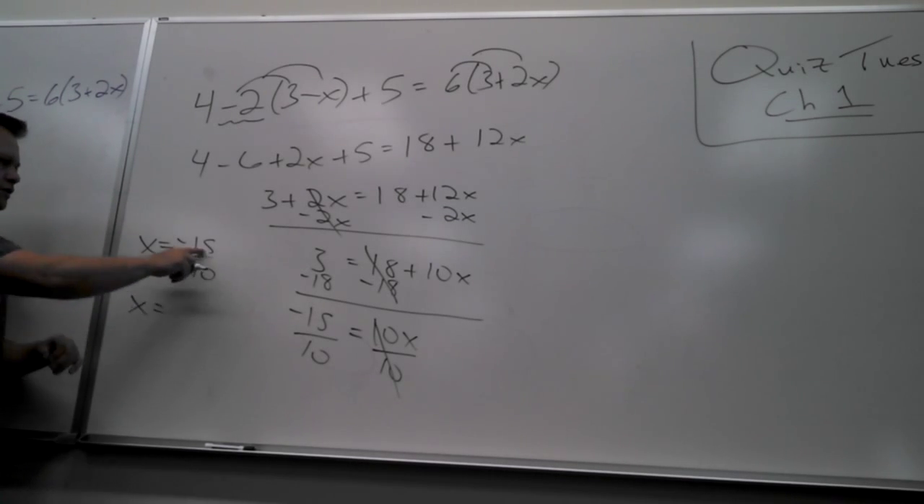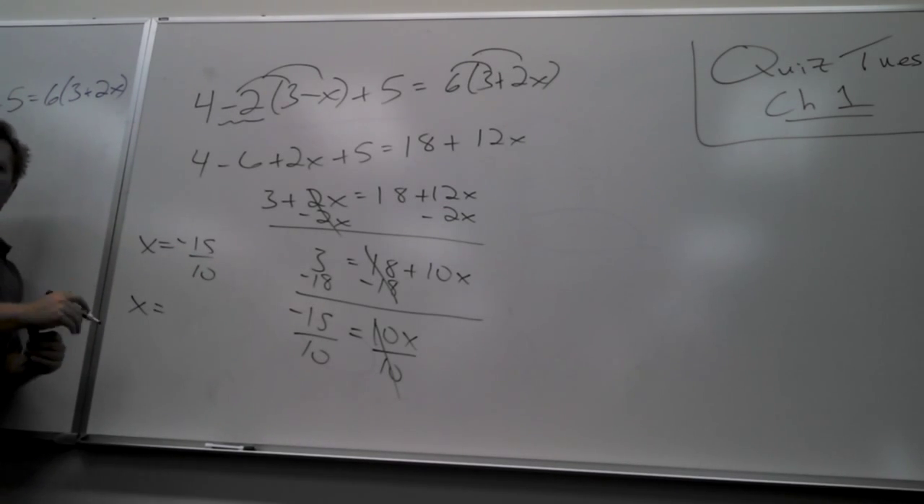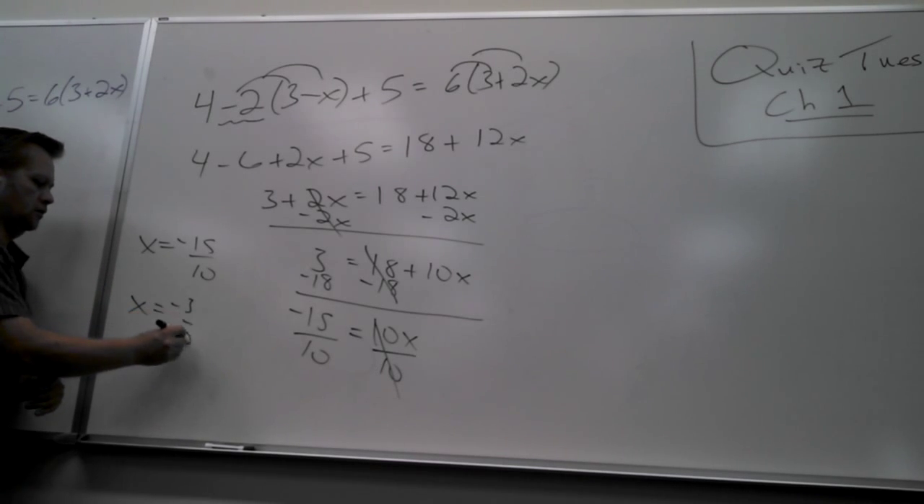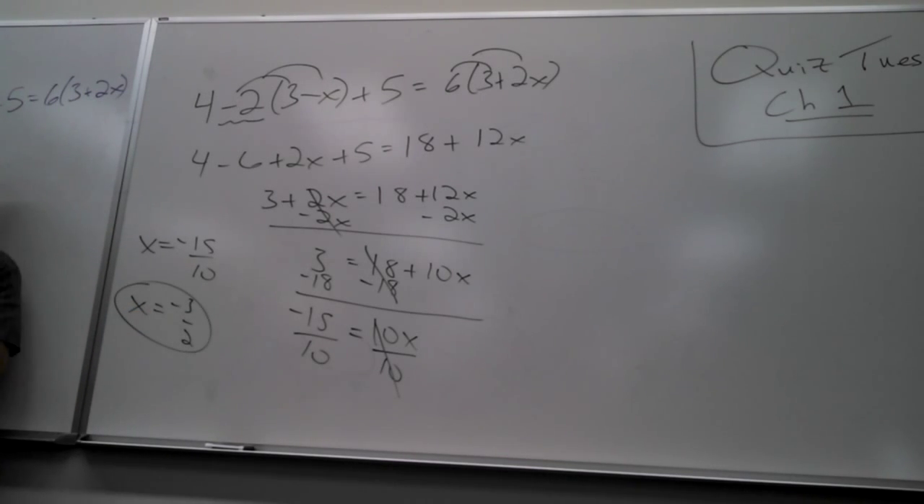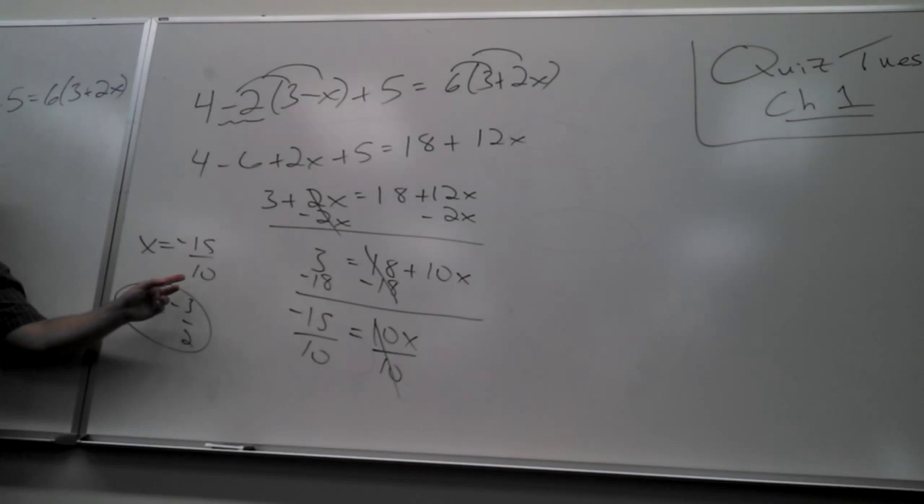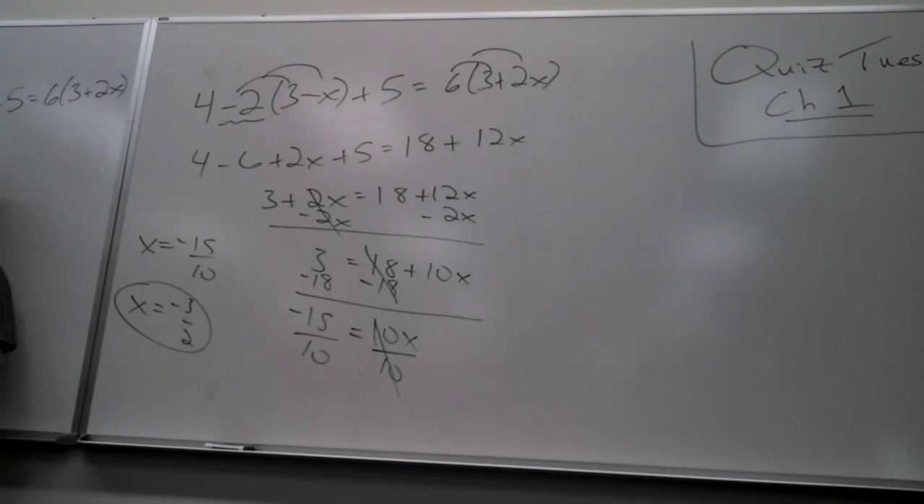So if you reduce this, negative 3 over 2. Cool. I much prefer a fractional answer than a decimal answer because a decimal answer most often just came out of the calculator. I don't want the calculator doing work for you.